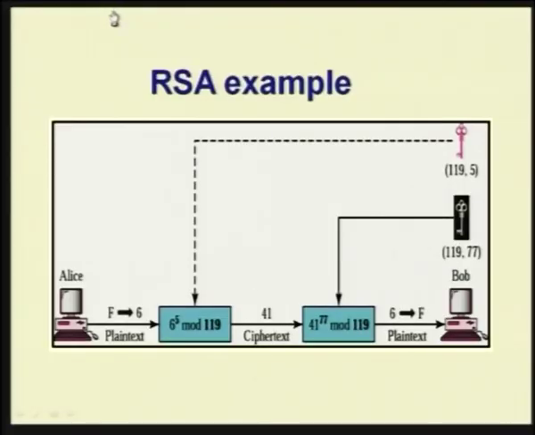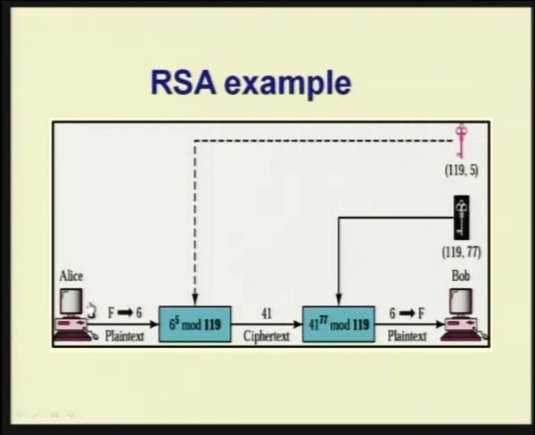So, we were just looking at the RSA algorithm. I will take you through an example of the RSA algorithm. Let us take a look at this picture here. Let us say again Alice is talking to Bob. Now, the public key private key pair that we are talking about: 119 is your n, and 5 and 77 are the D and E that are being generated. So, 119 comma 5 is the public key that is made available, and 119 comma 77 is the private key of Bob.